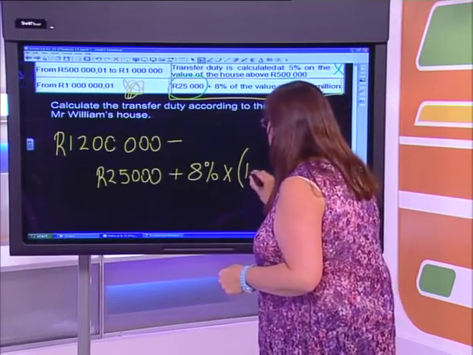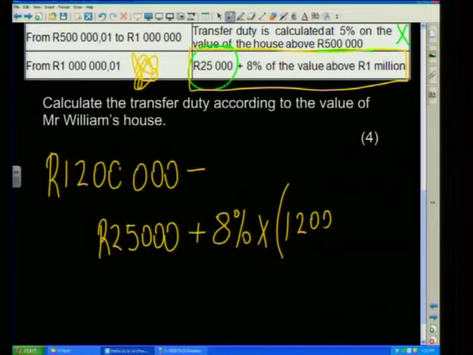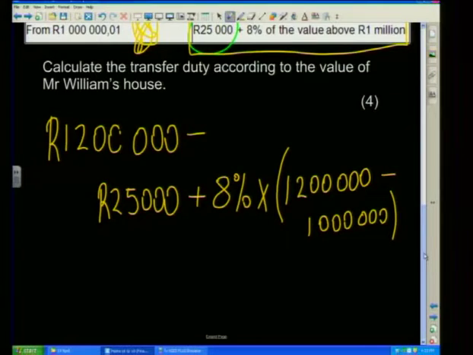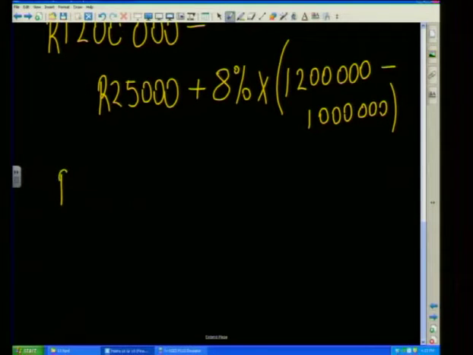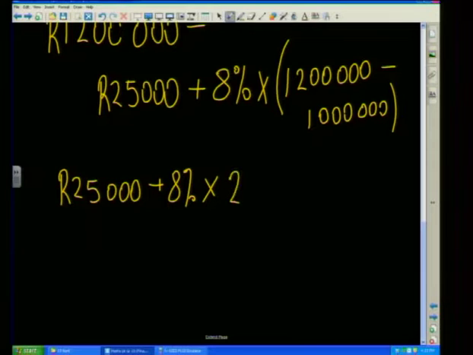So I take the value of his house, which is 1.2 million, and I minus 1 million, because that gives me the amount that's above. I haven't got enough zeros there. So let's rewrite that. He's paying 25,000 Rand plus 8% of, and we're going to do that calculation, it's 200,000 Rand.